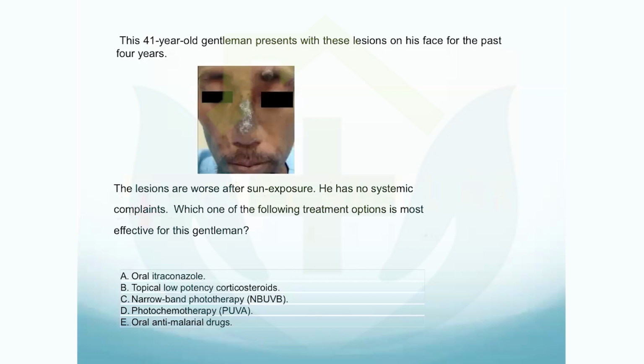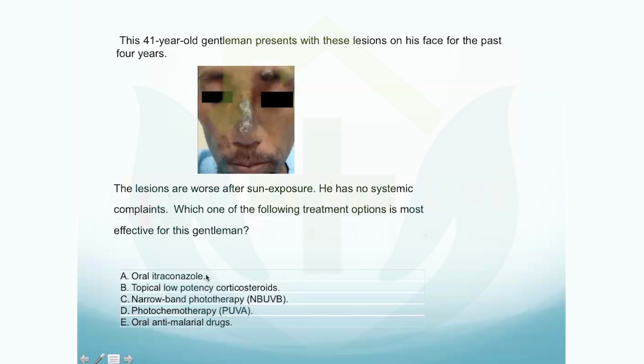So this lesion is in a photo-exposed area. There is scaling, and if you look closely, usually they have follicular plugging. That means the follicles are very prominent. So that is the hallmark for diagnosis. This is what discoid lupus erythematosus looks like.